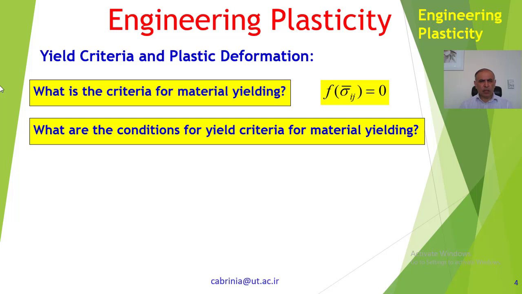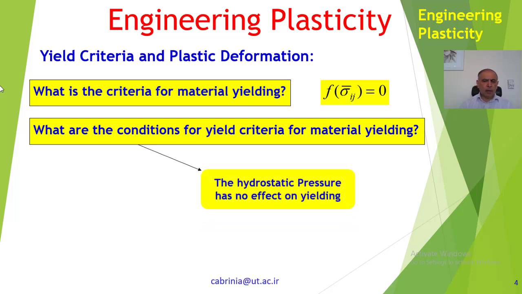But what is the condition for a general state of stress? If we have a body under the influence of many stresses in different directions with different magnitudes, what do we do? Now here are the conditions. The hydrostatic pressure has no effect on yielding. We mean here the hydrostatic component of stress. Hydrostatic component of stress has no effect on yielding. What else? The material is isotropic. Okay, our material is isotropic.